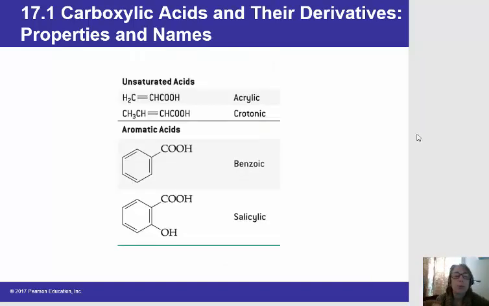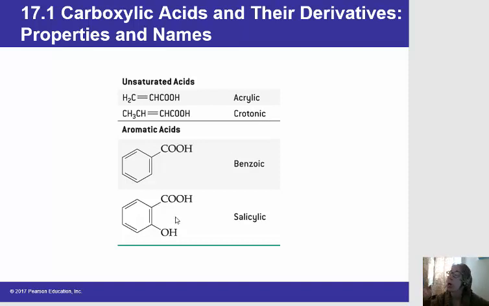There are also common names for unsaturated acids. So this right here in IUPAC would be known as propenoic acid, and it's acrylic acid in common names. And this one would be 2-butenoic acid, and the common name is crotonic acid.